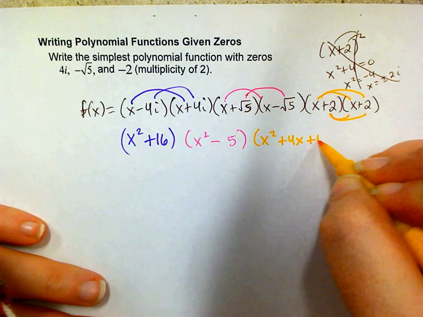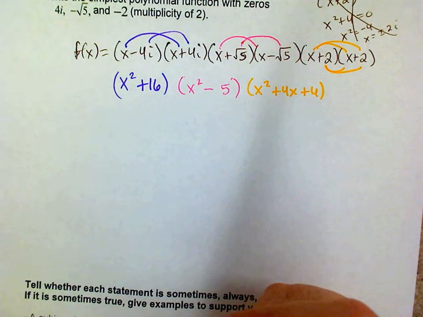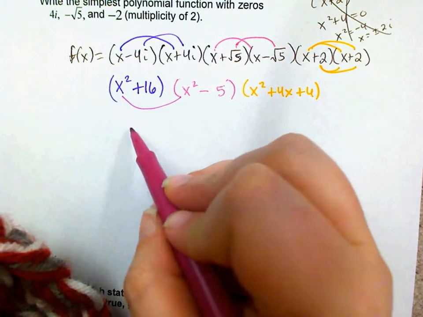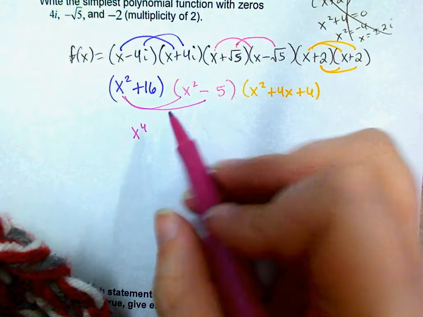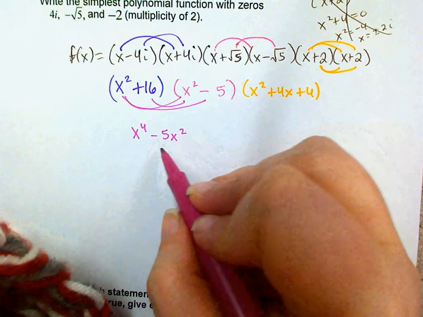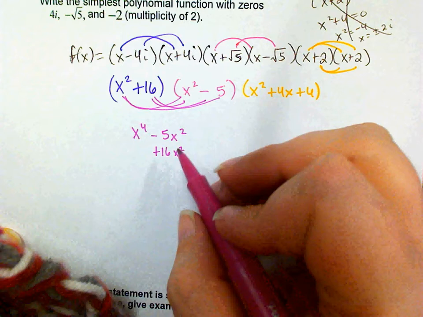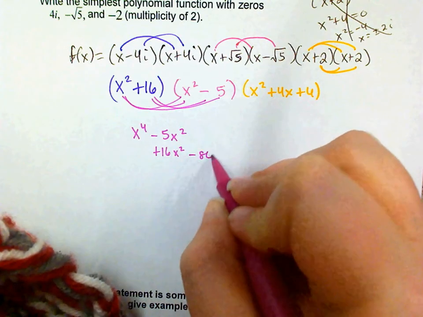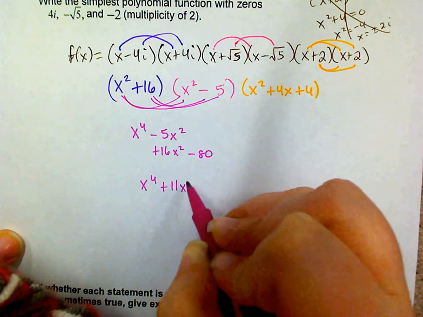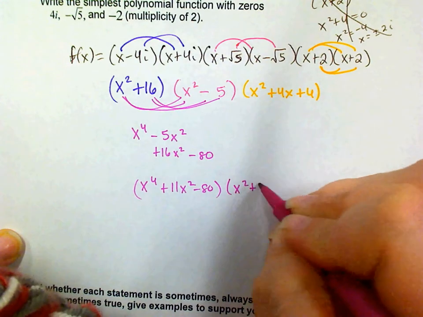Okay? Now we need to multiply. I'm going to multiply these two first. So I've got x squared times x squared, which is x to the 4th. X squared times negative 5, which is a negative 5x squared. 16 times x squared is a positive 16x squared. And 16 times negative 5 is negative 80. And if I combine those, I've got x to the 4th plus 11x squared minus 80 times x squared plus 4x plus 4. And then we need to multiply those out.